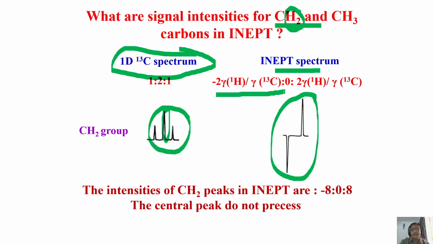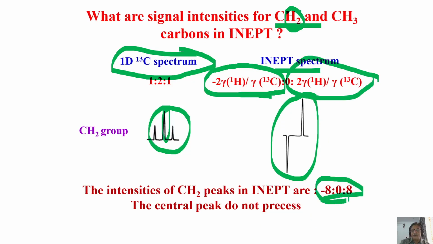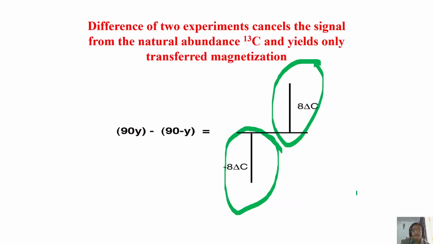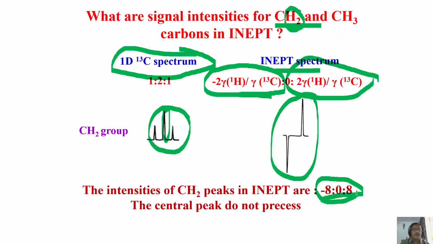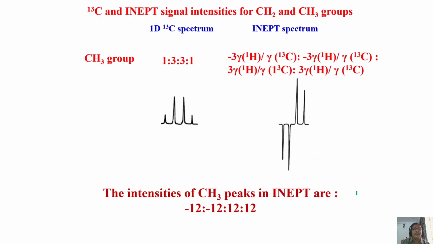Whereas here this one, this is the gain of intensity by this ratio. This is the gain of intensity by this ratio. I worked out, if you work out, it turns out to be minus 8, 0, plus 8. This is exactly what we saw here. So this is the gain we get for CH2 peak. And what about the CH3 peak?